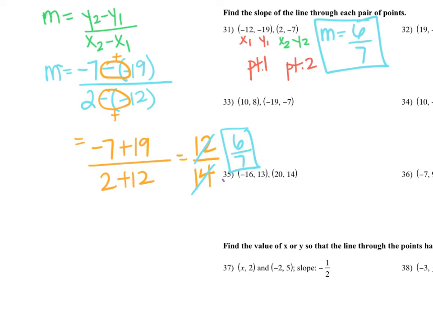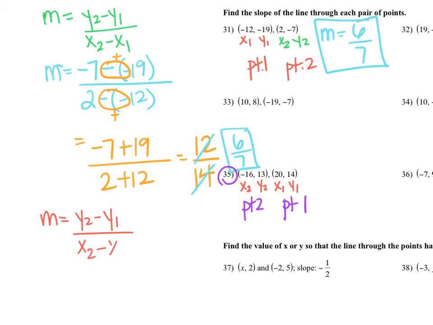Let's do 35, and let's make this 0.2. I'll make this 0.2, and I'll make this 0.1, just so that you can see that it doesn't really matter as long as it's in order. So x1, y1, and then I'm going to write it down. So m equals y2 minus y1 over x2 minus x1. And then I'm going to plug in what I know.